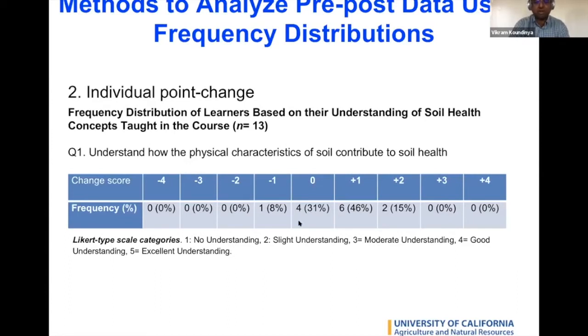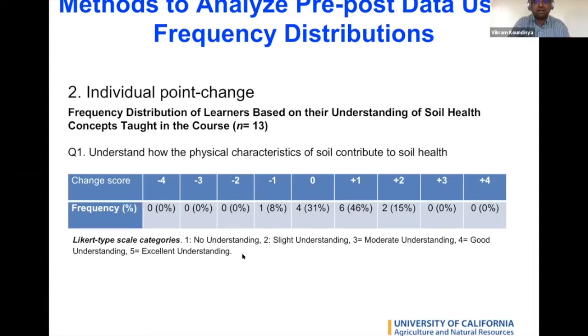You can see four people out of 30, around 30%, did not show any change from pre to post, whereas there were 6 people who had a 1-point change. Again, in this method, we can only know if they moved by 1 point, but we really don't know if they moved from slight to moderate or good to excellent. If you want to do that, then there is a deeper level that we have to go. But for this activity today, we'll focus on how to calculate the point change and report it.